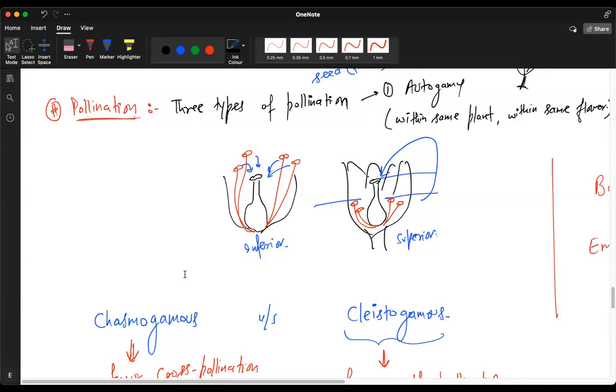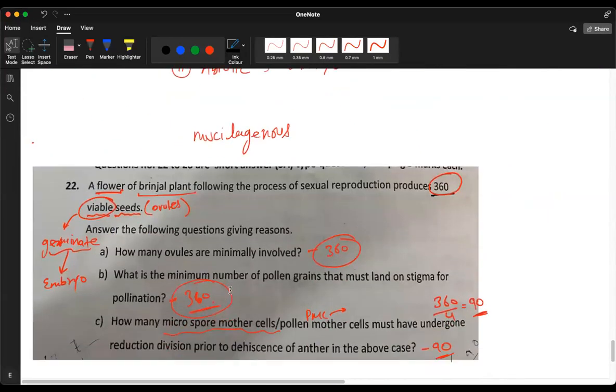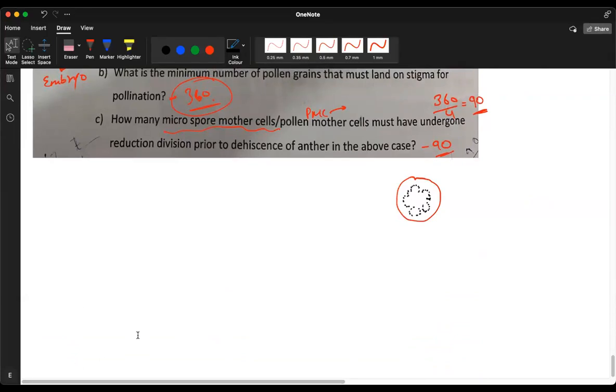Okay, so there is one paragraph in your book called outbreeding devices. This is an important paragraph. Iram and Parker, can you open that paragraph in your book? It's on page 31. Parker, can you open page 31 and come to outbreeding devices? I think it's a small paragraph.